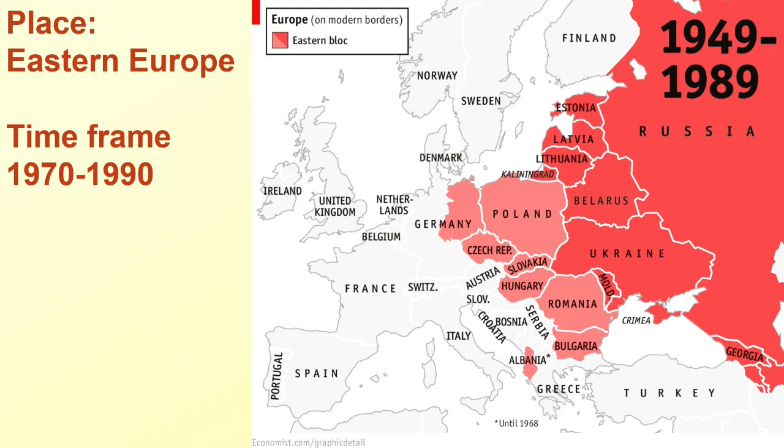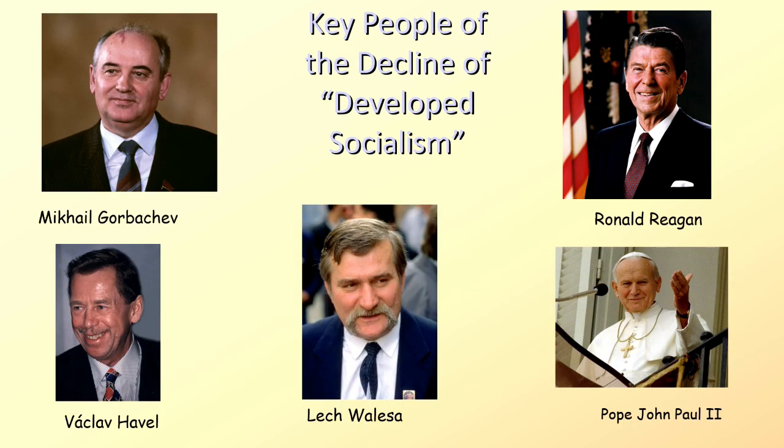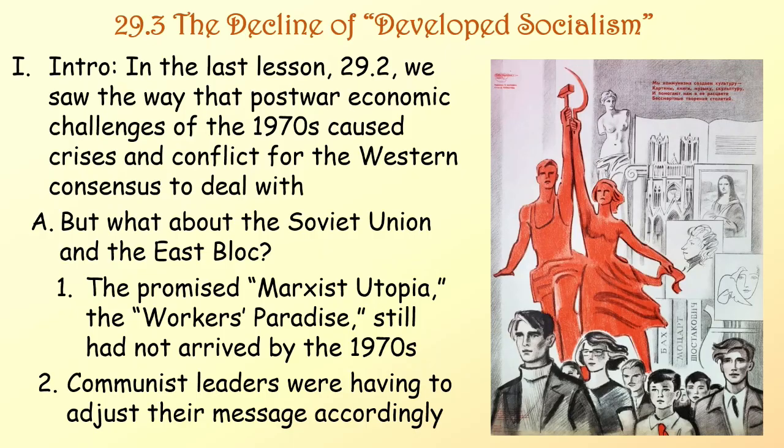The place? Eastern Europe. Time frame? About 1970 to about 1990. Key concepts of the decline of developed socialism: perestroika, glasnost, Charter 77, Solidarity, and the Gdansk Agreement. Key people of the decline of Soviet socialism: Mikhail Gorbachev, Václav Havel, Lech Walesa, Pope John Paul II, and Ronald Reagan.